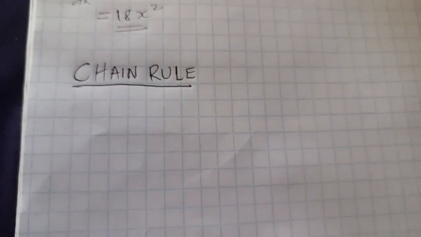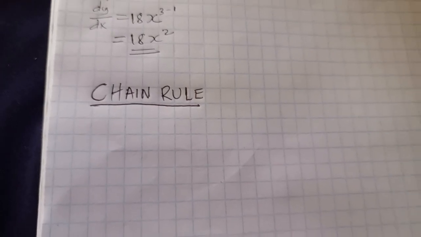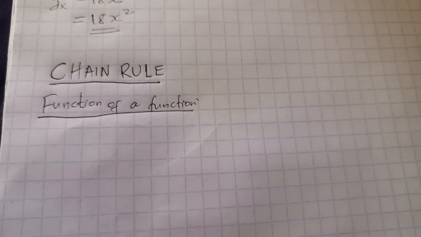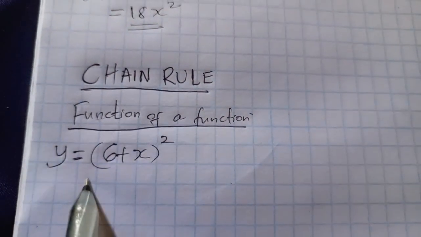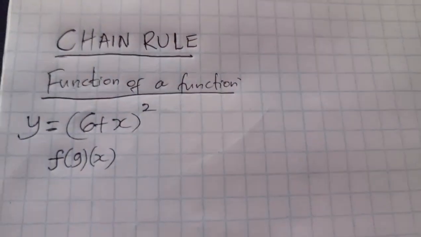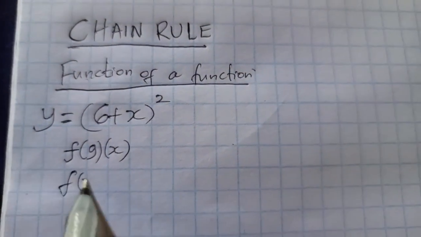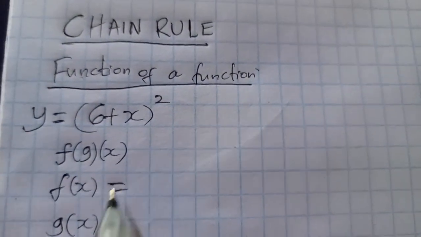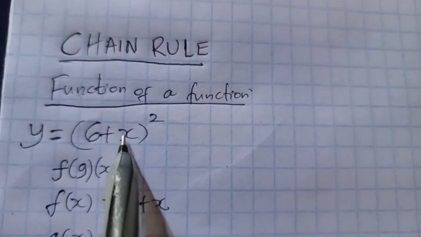Now, the chain rule is used to find the derivatives of a function of a function. When talking about a function of a function, it means there are two functions. For example, this is a function of a function. How? Because it has two functions. It is made of f of g of x. It means there is an inner function and an outer function. Our inner function is 6 plus x, and our outer function is x squared.